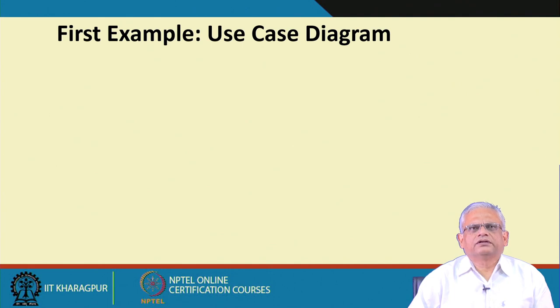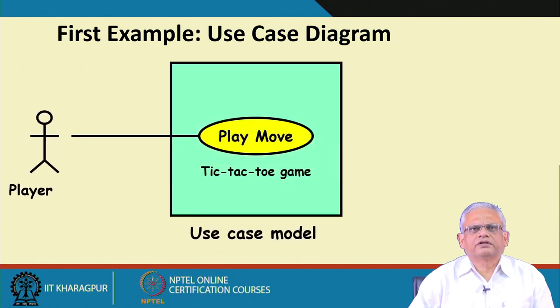Now, let us look at the first example of the diagram. As I mentioned, the diagrams are extremely simple, even a user who is not familiar with system development should also be able to understand the diagram and give his comments. This is the first example. The system is the tic-tac-toe, this is the software.